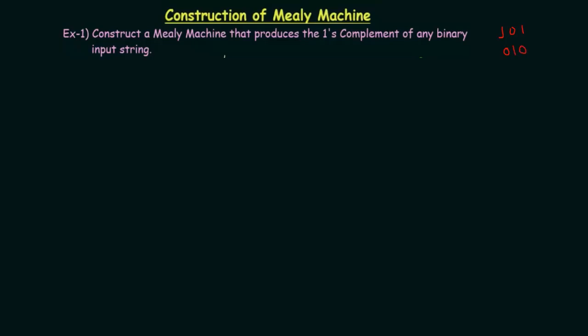In order to create such a Mealy machine, first of all we have to identify what the input alphabets and the output alphabets are going to be, because a Mealy machine always depends on the input alphabet to produce the output alphabet. In this case the input alphabets are 0 and 1 and the output alphabets are also 0 and 1. If this is your question, this should be your answer. If this is your input, this is your output. The answer to this particular question is pretty simple.